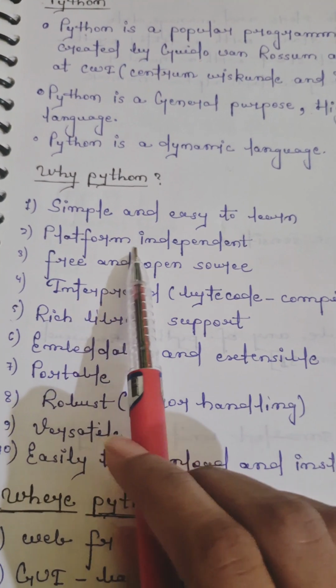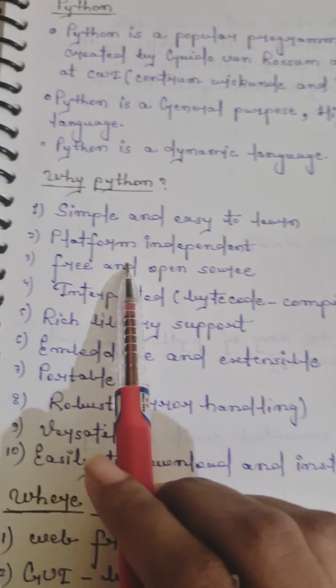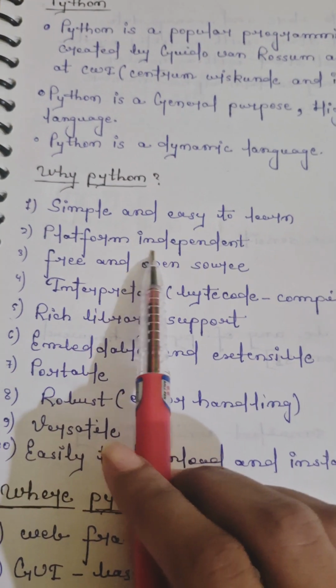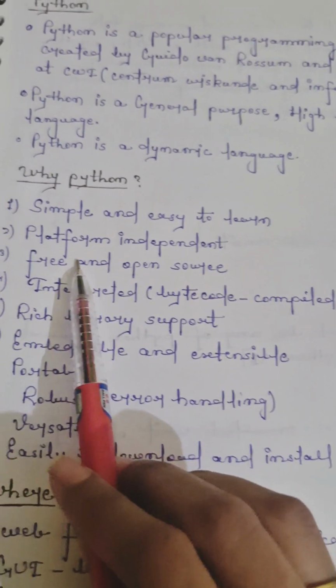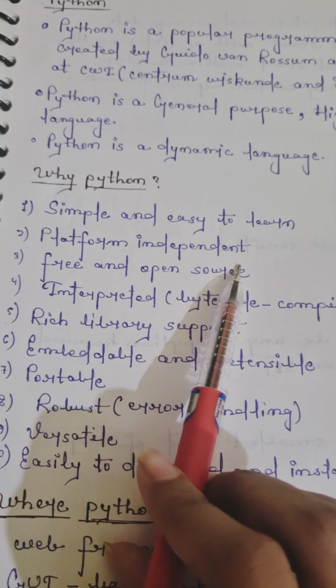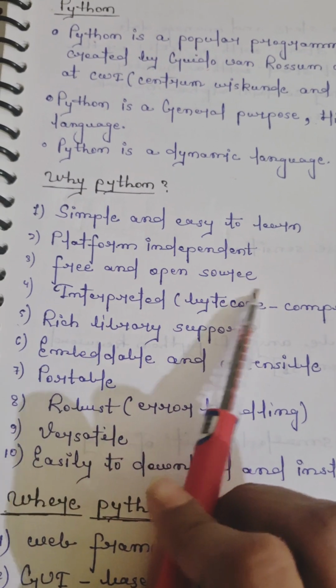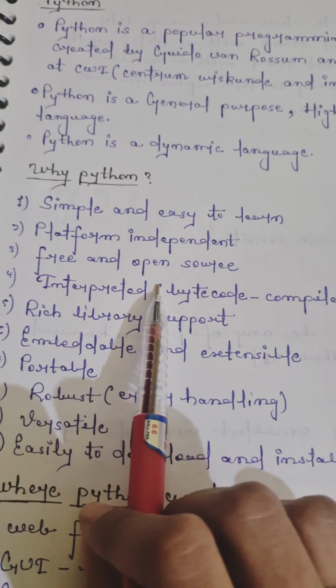Second point, platform independent. So Python is platform independent. Like in Java, we have the Java Virtual Machine, and only through that can we run our Java programs, but Python is completely platform independent. Free and open source, like anyone can use it, and it is free.